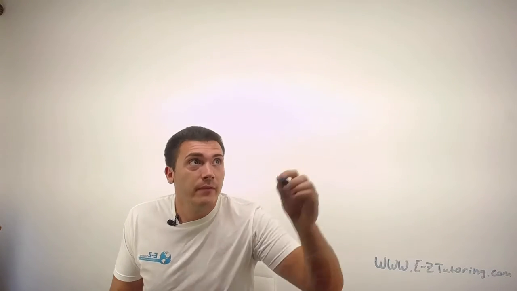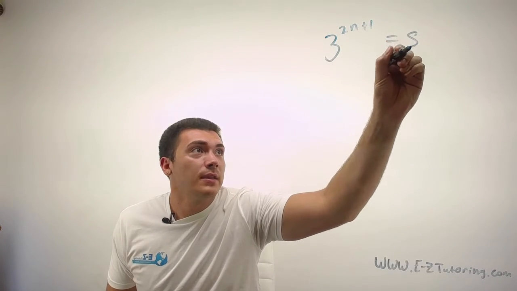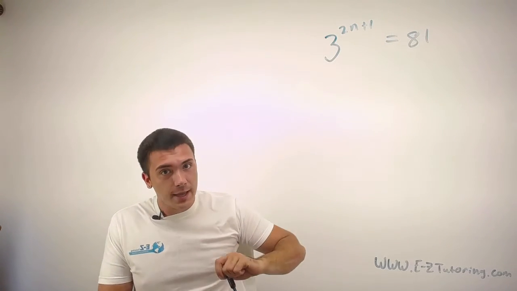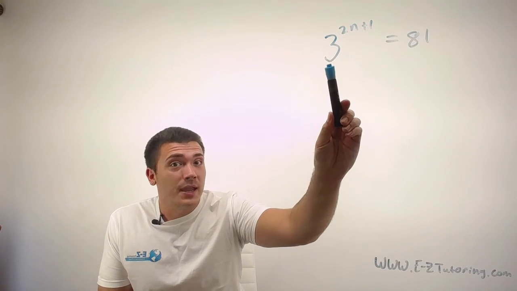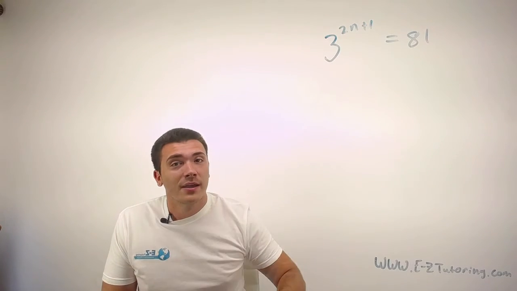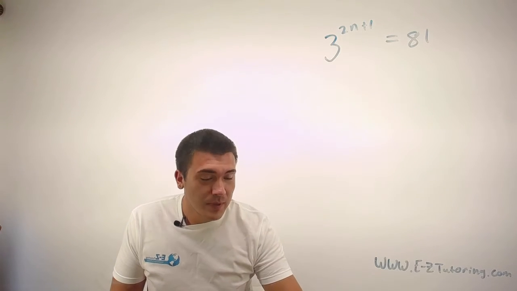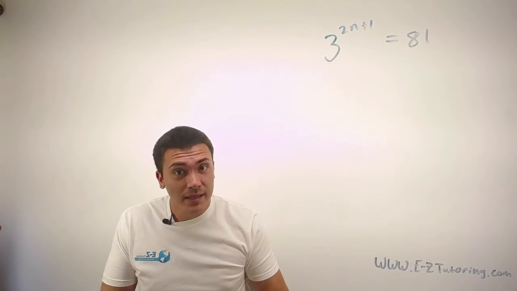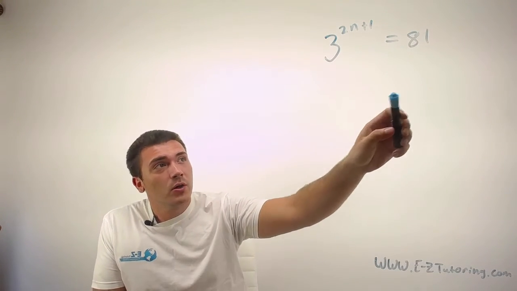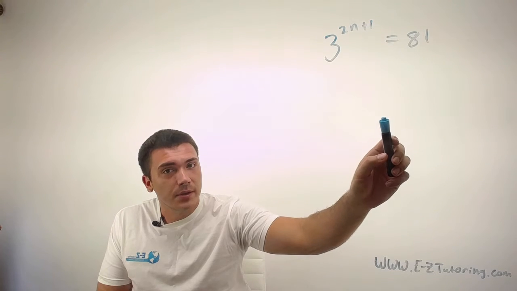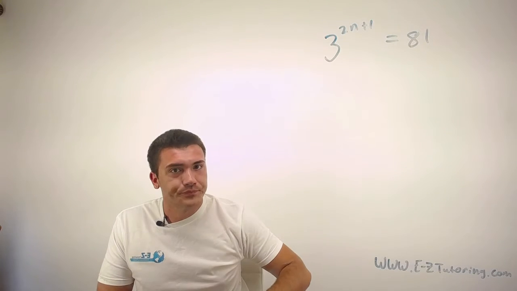So suppose we have 3 to the 2n plus 1 equals 81, and we need to solve for n. The way to go about this is to get the base, which is this number and this number, to be the same. The reason we want to do that is because then we will be able to set the exponents equal to each other. You usually want to go from the big number down to the small number. You don't want to go from 3 to 81, you want to go from 81 to 3.